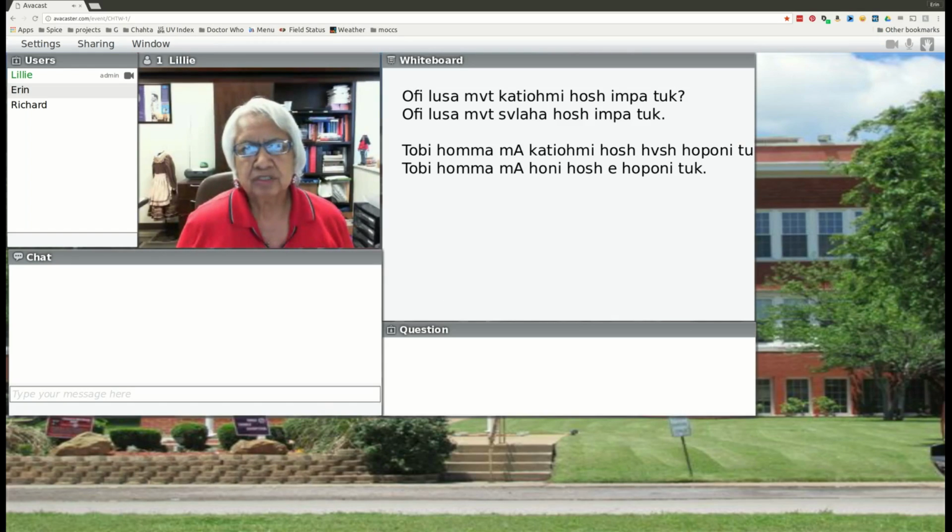Then the answer to the question. Tobihumama honihush ihoponituk. This is telling you how those red beans were cooked. Ihoponituk, we cooked. And honi means to boil. Honi hush, and this tells how. Katil mihush, honi hush. This is your question and the answer. Tobihumama honi hush ihoponituk.